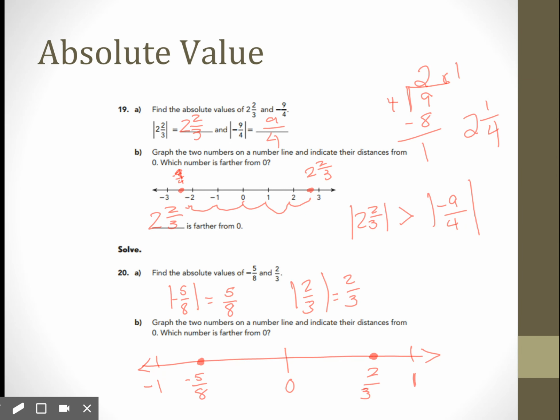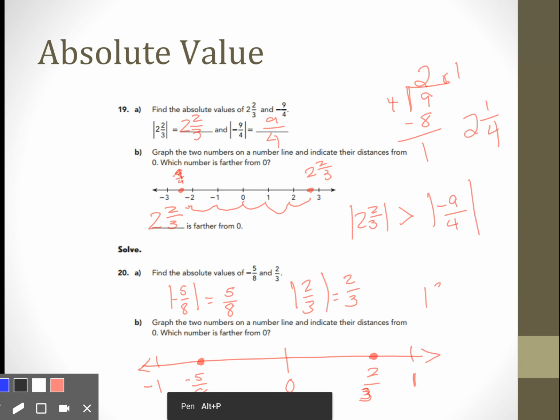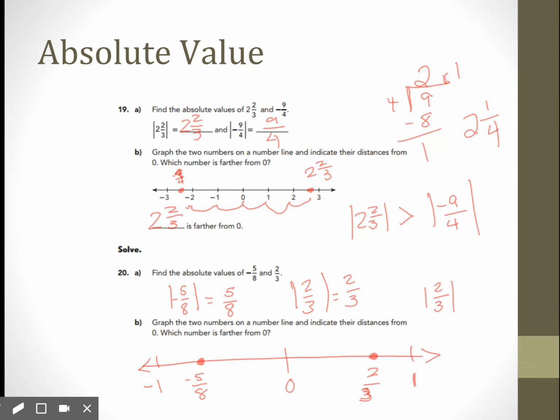And then you can say that 2/3 is further from 0, or the absolute value, it's a little close together. The absolute value of 2/3 is greater than the absolute value of negative 5/8.